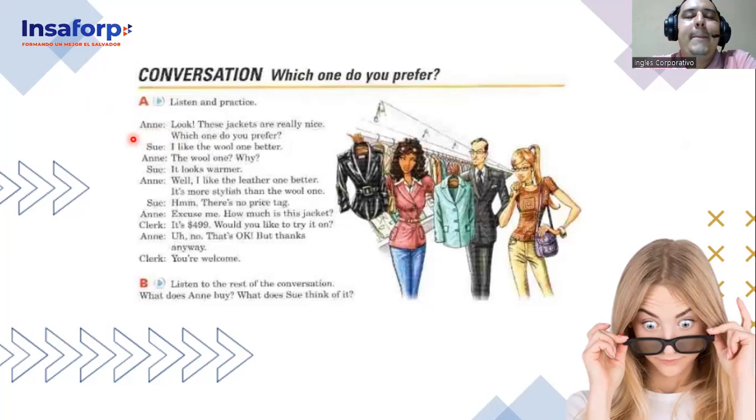One, two, three. Look, these jackets are really nice. Which one do you prefer? I like the wool one better. The wool one, why? It looks warmer. I like the leather one better. It's more stylish than the wool one. There's no price tag. Excuse me, how much is this jacket? It's $499. Would you like to try it on?